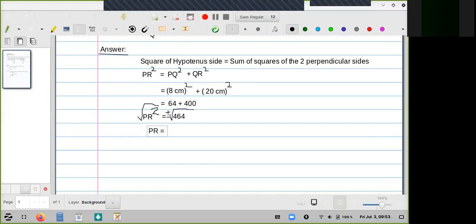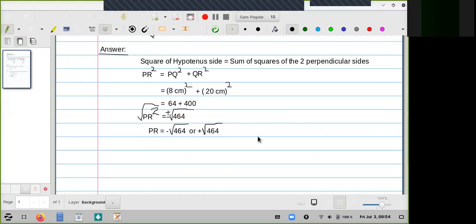So we can say the smaller one is minus the square root of 464, or it's positive the square root of 464. These are our two answers. Remember, whenever you square a negative number, it becomes positive. If you square a positive number, it will still remain a positive number.